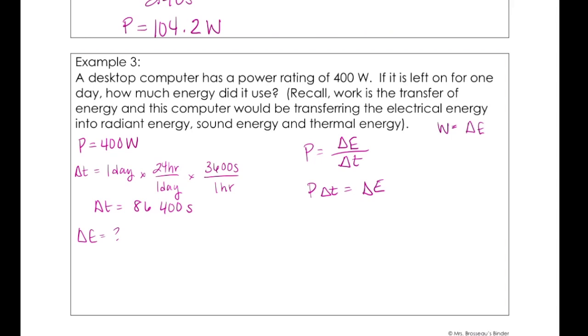So just plug in my information. I have 400 times my time, which is 86,400, and I get that my delta E is 34,560,000 joules of energy.